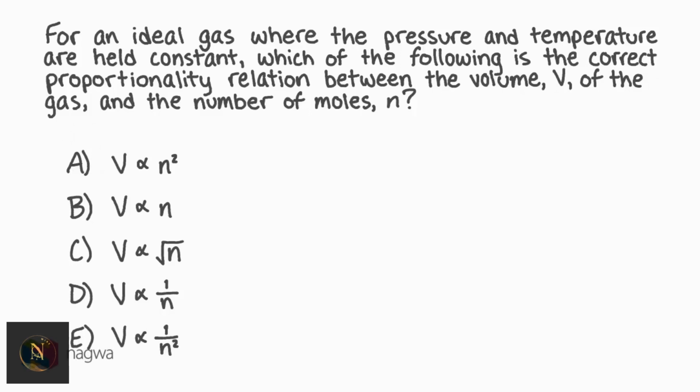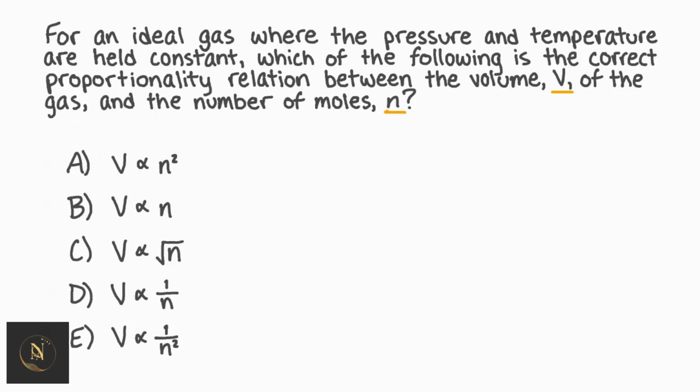For an ideal gas where the pressure and temperature are held constant, which of the following is the correct proportionality relation between the volume V of the gas and the number of moles, N? A. V is proportional to N squared. B. V is proportional to N. C. V is proportional to the square root of N. D. V is proportional to 1 divided by N. Or E. V is proportional to 1 divided by N squared.